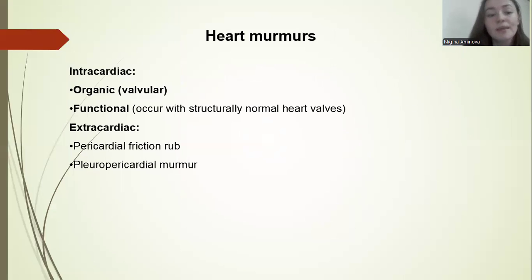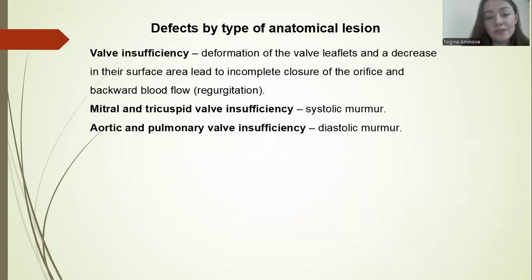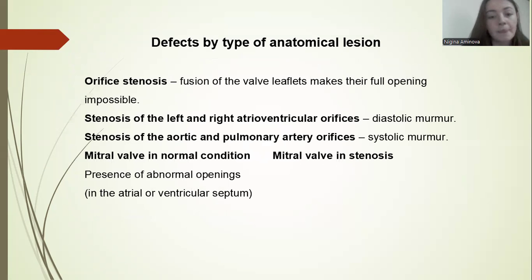Heart murmurs can be intracardiac or extracardiac. The ones we will be looking at are organic and functional ones. Organic murmurs arise as a result of significant organic damage to the heart valves and other anatomical structures of the heart. They are observed in heart defects. Defects by type of anatomical lesion can be valve insufficiency, mitral, and aortic.